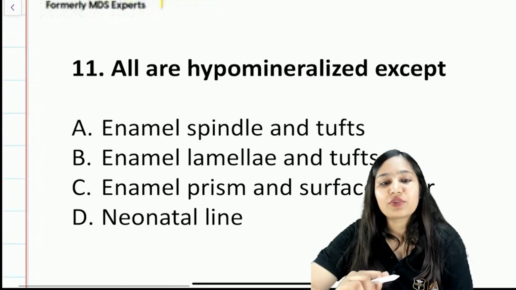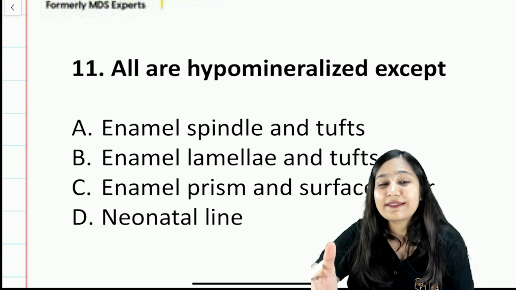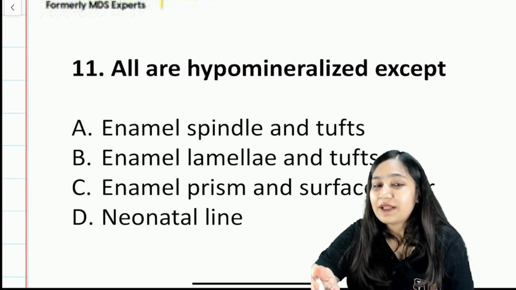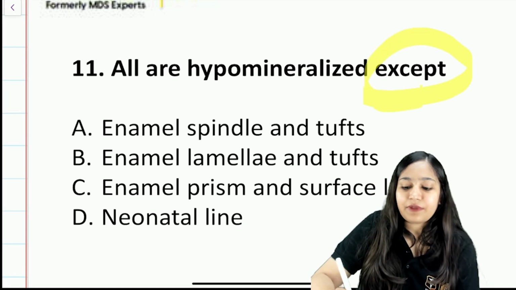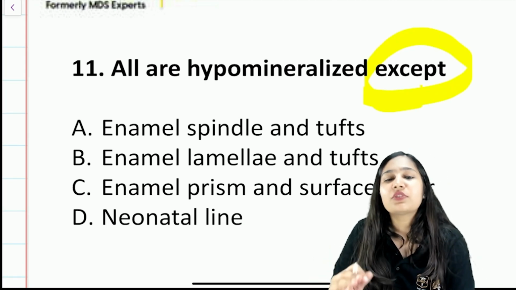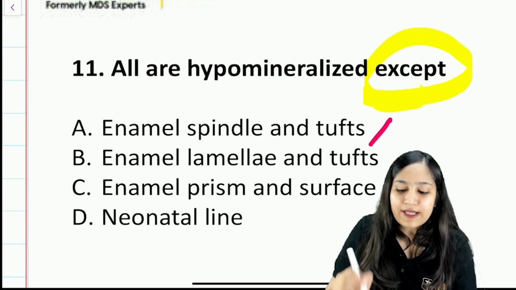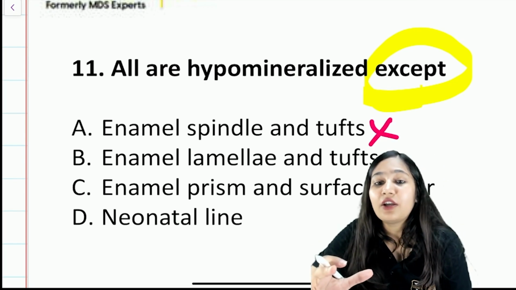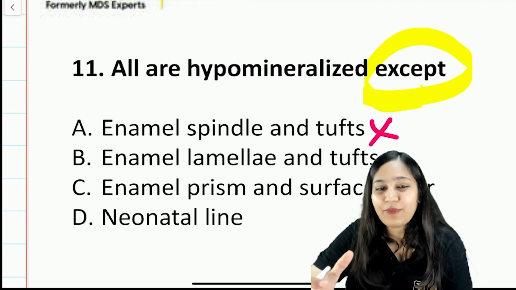Now coming to our next question. All are hypomineralized except enamel spindle and enamel tuft. It is asked except, not which are hypomineralized structures. It is asked except. So enamel spindle and enamel tuft are definitely hypomineralized structures because they contain organic material. So they are not hypomineralized.